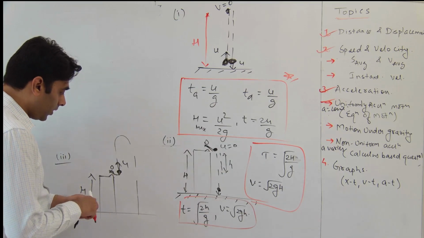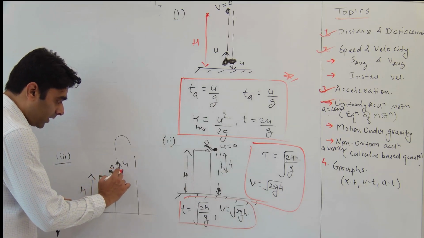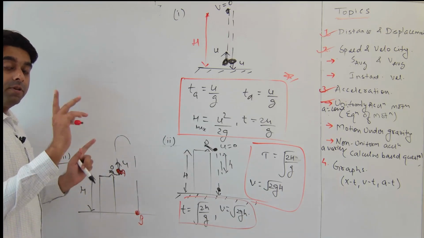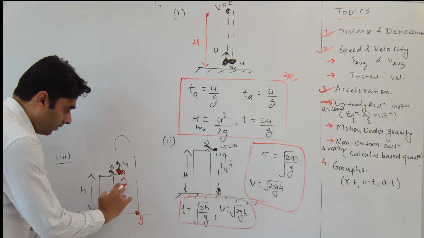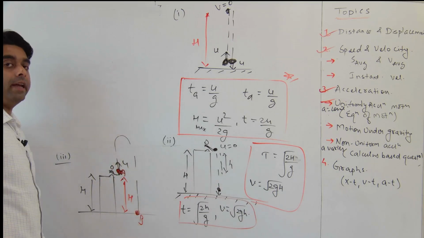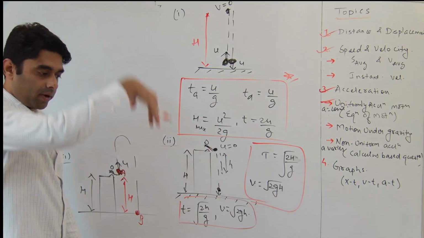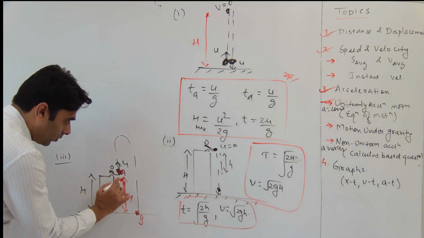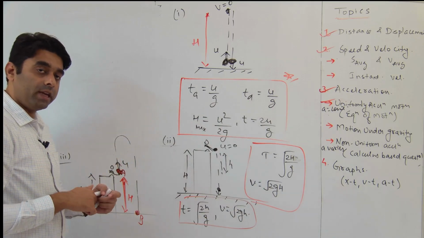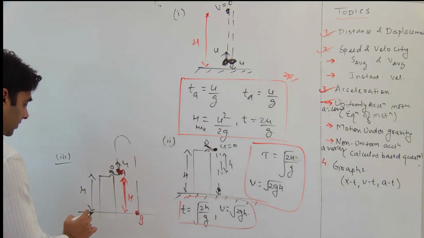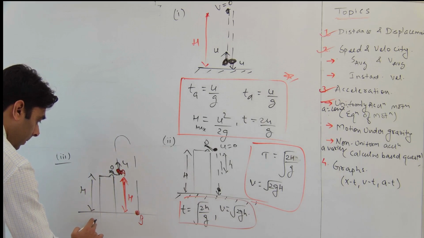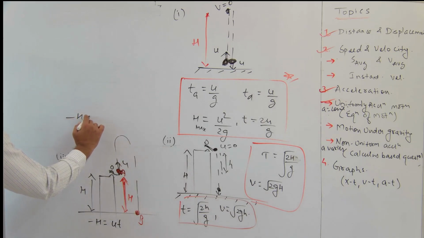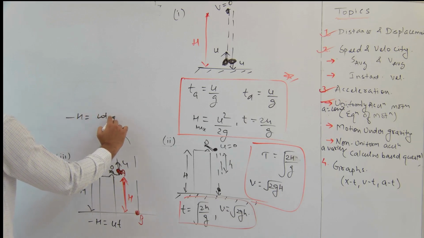If you notice, this is the initial position of the particle and this is the final position. In vertical, what is the displacement? Displacement is nothing but h only. It moved up, came down, so the displacement is the height of the building. So we can use the second equation of motion. We can write minus h equals ut minus half gt square.